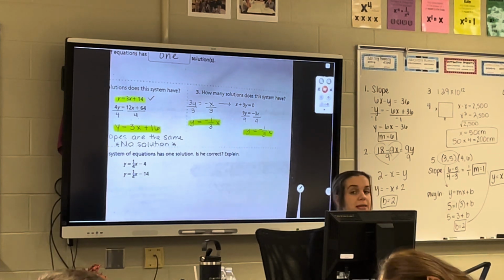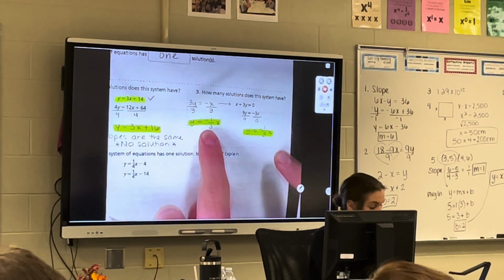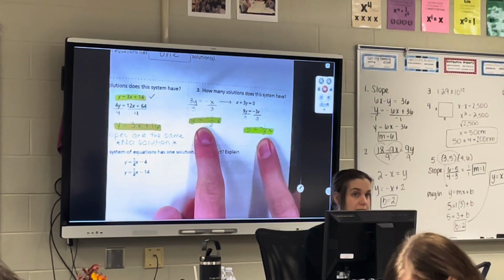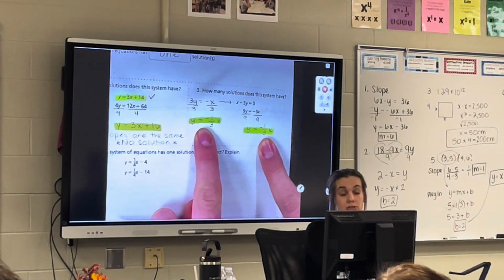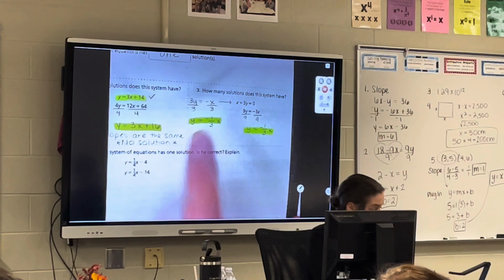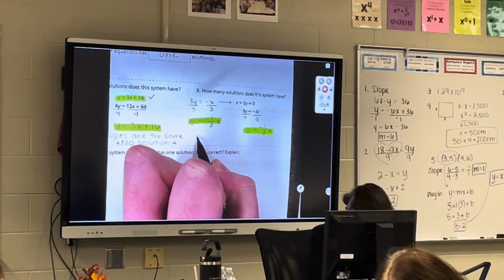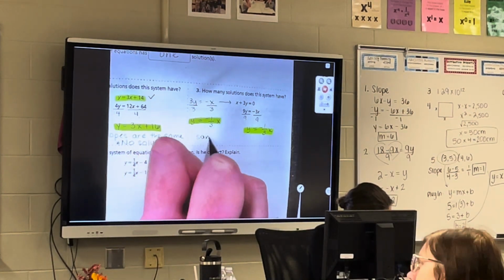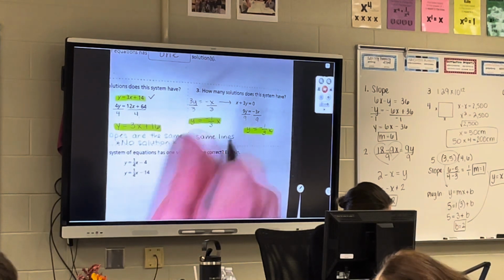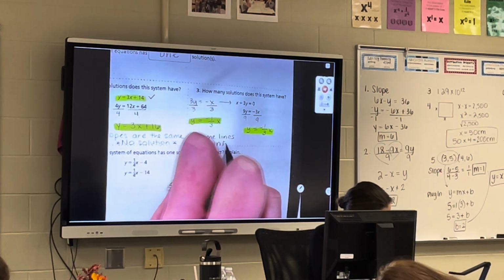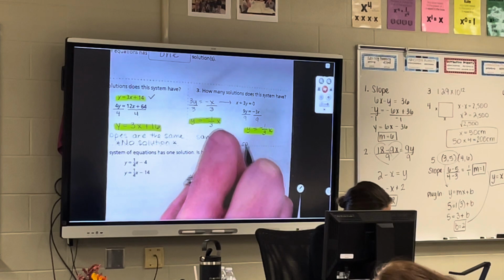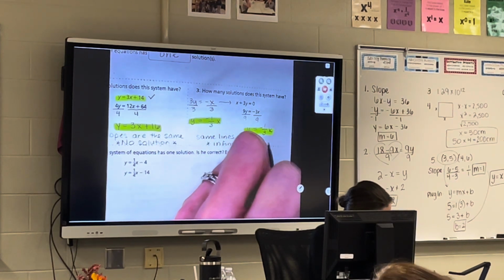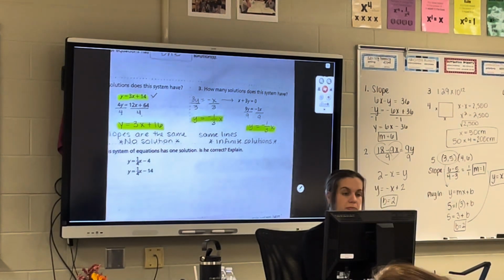Alright, so this is going to be infinite solutions because you have the same line. Okay, this is like your mirror image. Same thing on both sides. So we're going to say same lines, which means infinite solutions. Are you getting the hang of it?